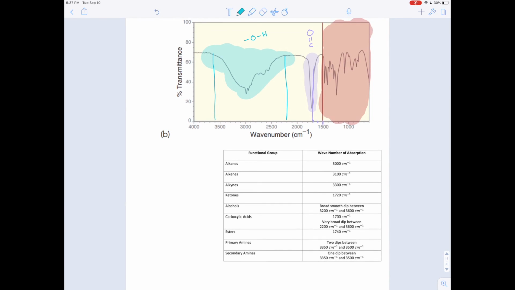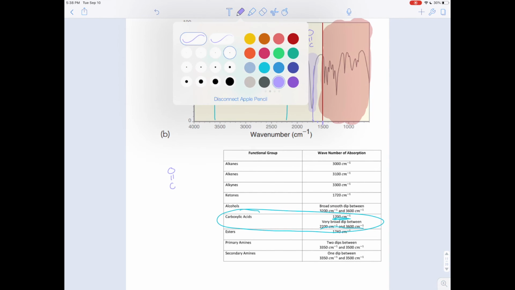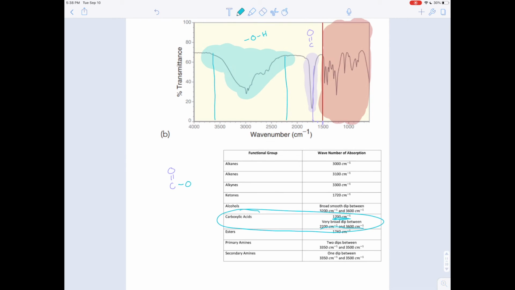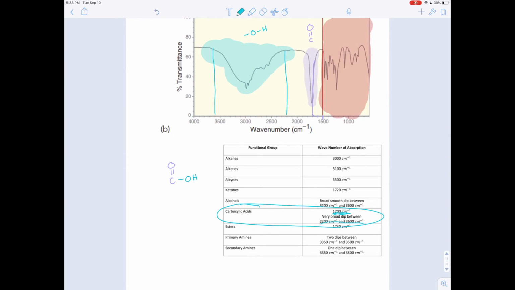Notice, if you look down at the carboxylic acid, we have 2200 to 3600, really broad, and then at 1700, you've got this carbon to oxygen double bond shadow. And so you put those pieces together, you've got your carbon to oxygen double bond, your alcohol here, and that's what gives you your carboxylic acid.